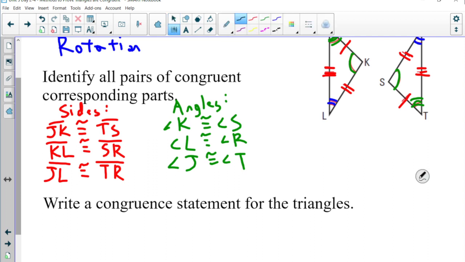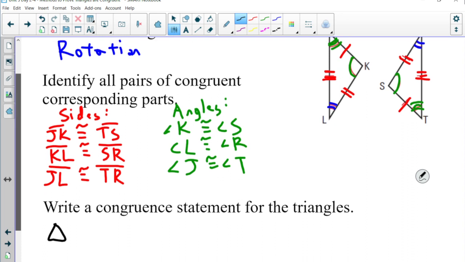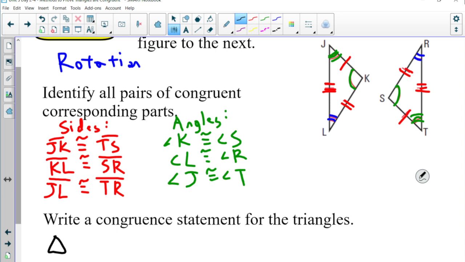So then, we're going to write a congruent statement. I'm going to start with that triangle symbol to say, hey, we're talking about a triangle, not an angle. And I'll pick an order for the first one. J, K, L. I'll just pick that order. And the idea is that once I pick that order, my order for the second one is locked in. It has to go in the correct order for the second one. If I pick any other order other than the one I'm about to pick, it's not correct.